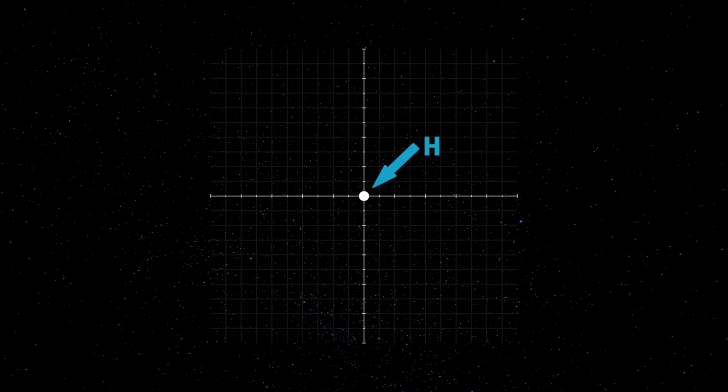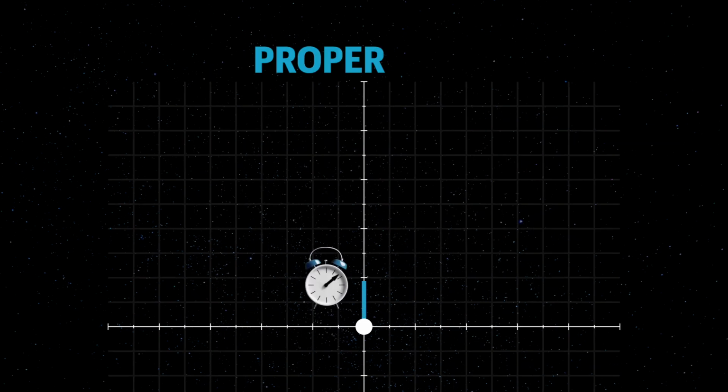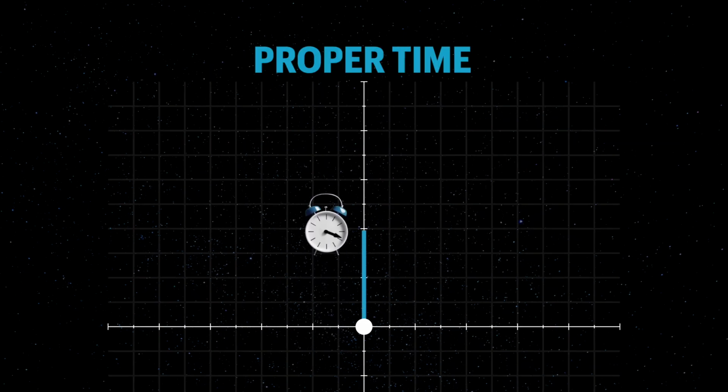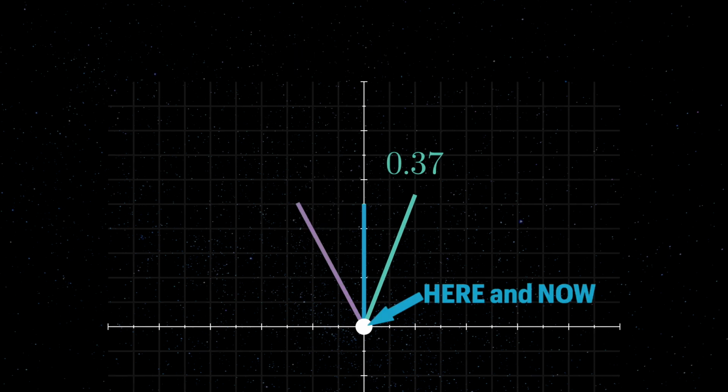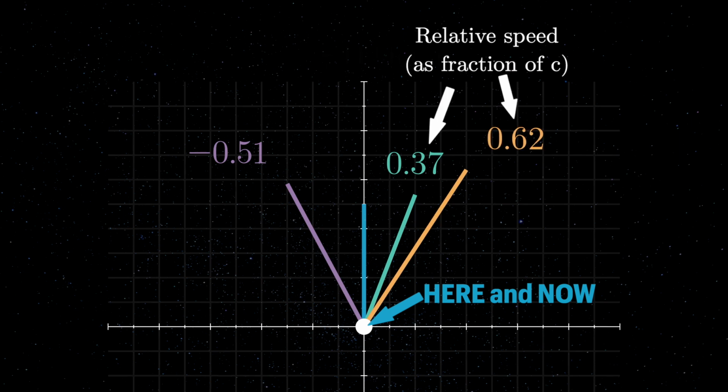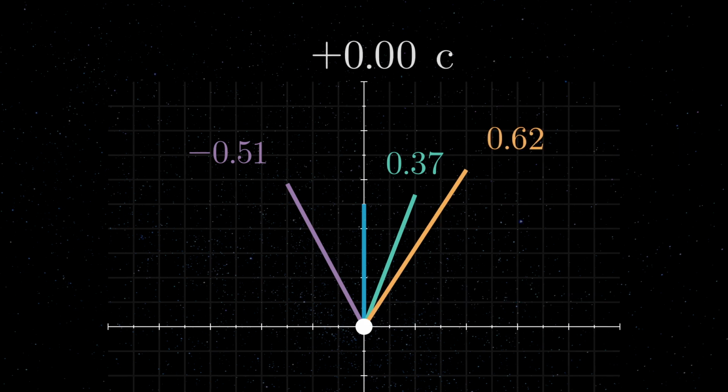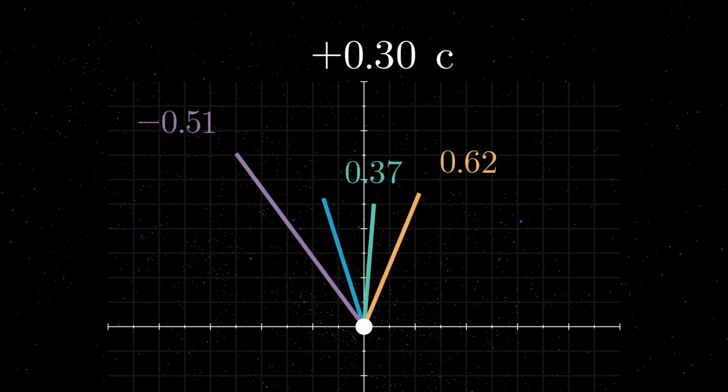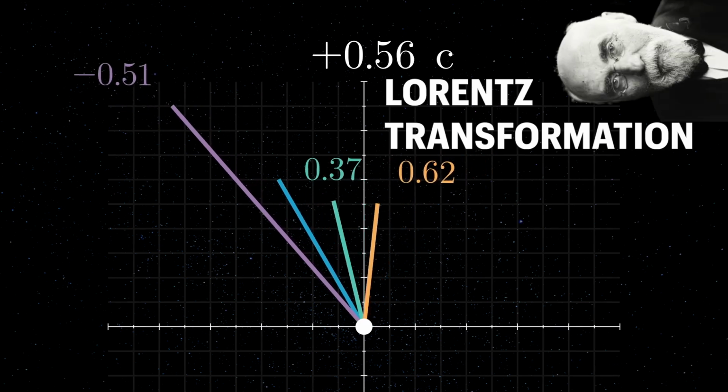This is here and now. This axis is our future, provided we don't change speed. It measures our proper time, the time we experience. Every straight line that starts at here and now is a different inertial reference frame, traveling at a different relative speed. To measure the proper time of one of these other inertial frames, we use a Lorentz transformation.